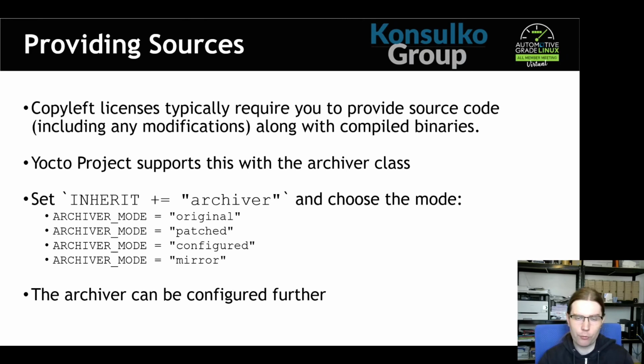Now how about providing sources? As we said before, some copyleft licenses require you to provide full corresponding source code, including any modifications, with the compiled binaries that are included in your image. And with the Yocto Project that's used by AGL, this is provided by the archiver class. So you can set a variable in your configuration to use this class, and you can choose the mode for this.